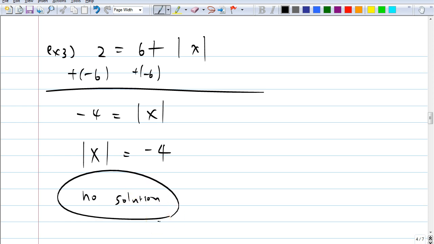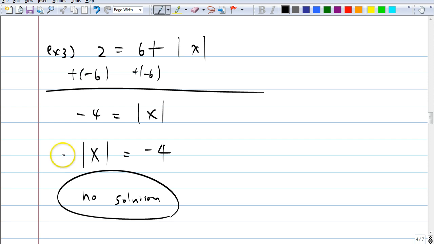Yeah, that's no solution because there's no number you could plug in for x so that the absolute value of x comes out to be negative. It's impossible. Does that make sense? You guys remember this? Yes? Okay.